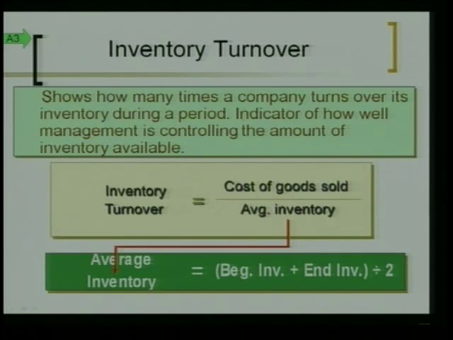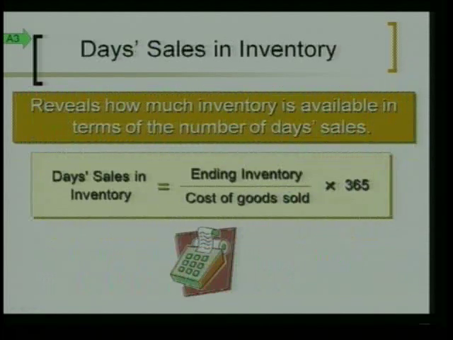You with me? And then how do we figure average inventory? We just take the inventory at the beginning of the period plus the inventory at the end of the period and divide by 2. That's inventory turnover. Related to that is days sales in inventory. This is how much inventory is available in terms of the number of days sales.